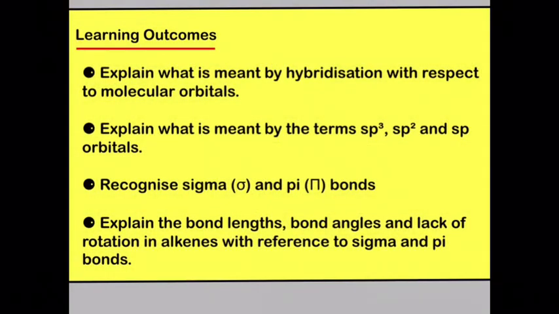So by now you should be able to explain what is meant by hybridization with respect to molecular orbitals. You should be able to explain what is meant by the terms sp3, sp2 and sp orbitals. You should be able to recognise sigma and pi bonds, and you should be able to explain the bond lengths, bond angles and lack of rotation in the alkenes with reference to sigma and pi bonds.